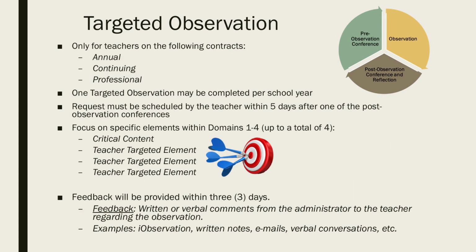Targeted observations are teacher-requested and can include any element in Domains 1, 2, 3, and 4. Targeted observations are only for teachers on annual, continuing, or professional contracts. Only 1 targeted observation may be completed per school year. The request for a targeted observation must be scheduled by the teacher within 5 days after one of the post-observation conferences. A teacher can request up to 4 elements they would like to target during the observation.